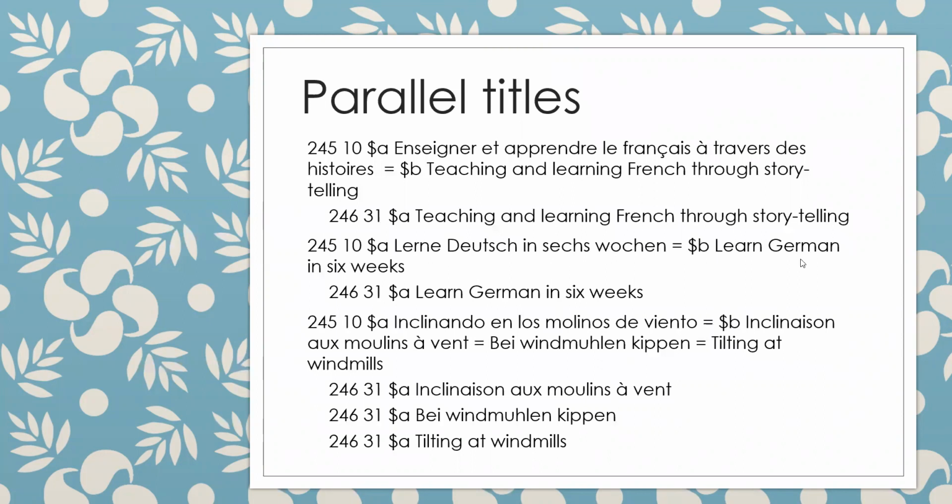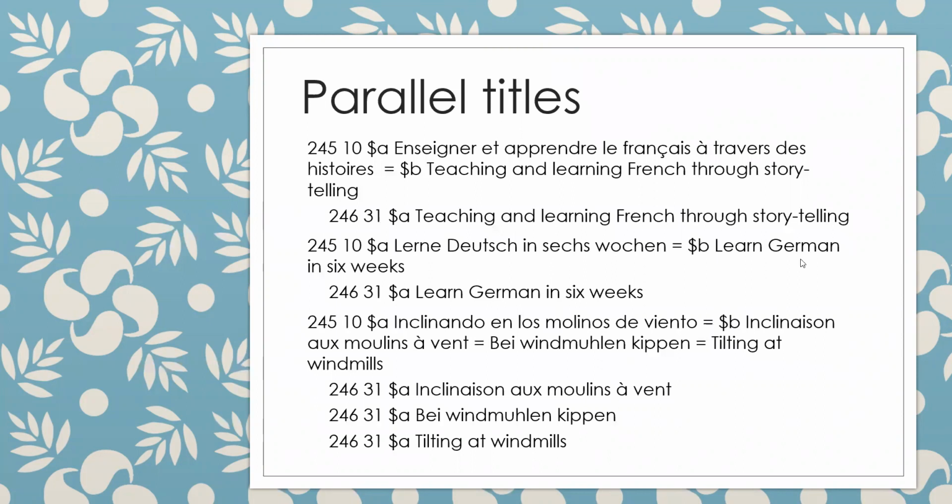So our second example, we have a 245 10, Lern Deutsch in Wogen. Sorry for anybody who speaks German. I don't. We're going to do the space, equal sign, space, subfield B, learn German in 6 weeks. And then a 246 31, subfield A, learn German in 6 weeks.